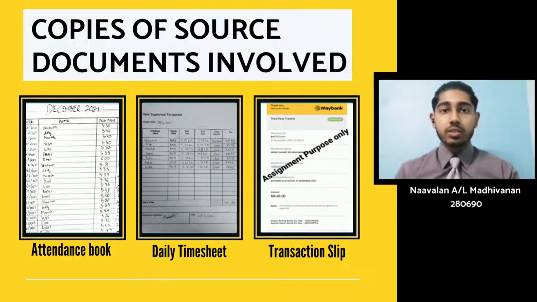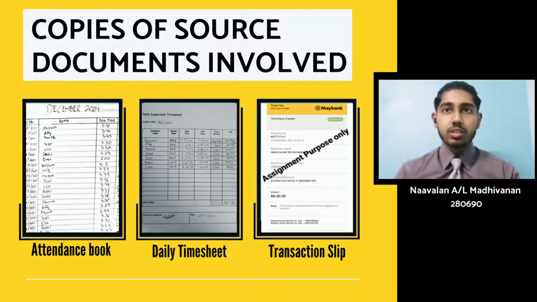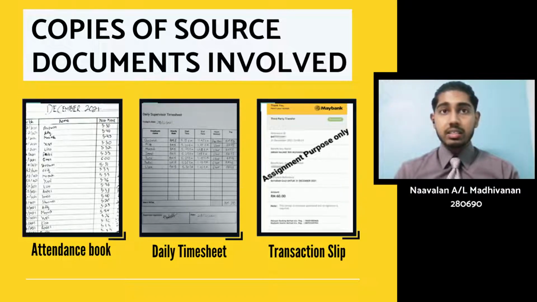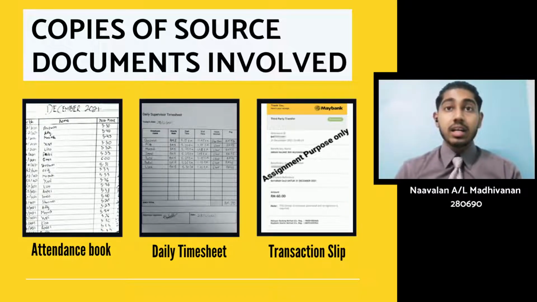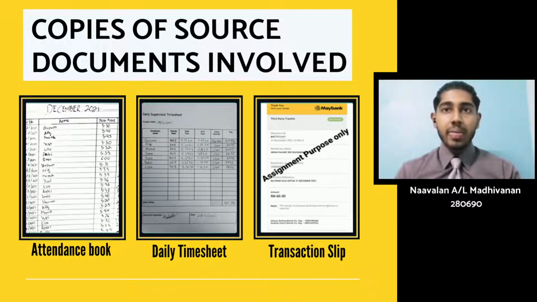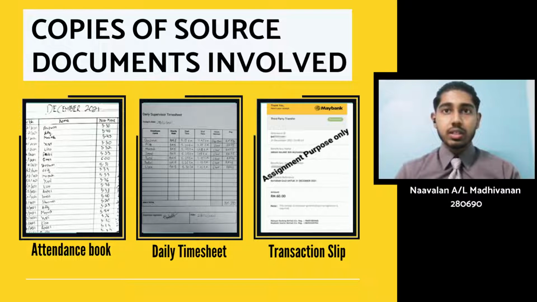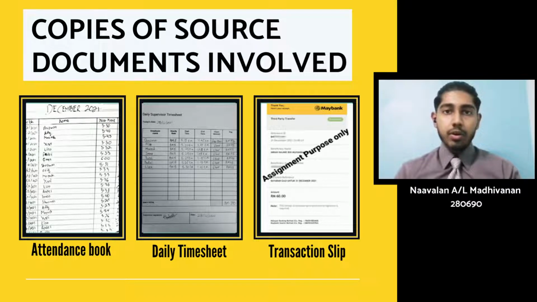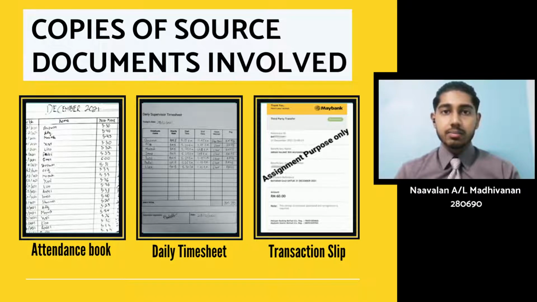Next will be the copies of source documents involved in the payroll cycle of Restoran Kasih Anak Mama, Nasi Campur. First document is the attendance book. The attendance book at Restoran Kasih Anak Mama is a summary of each employee's attendance data, and the supervisor refers to the data in the attendance book when entering the salary payment. Every day, the employee will check into the book and record their attendance.